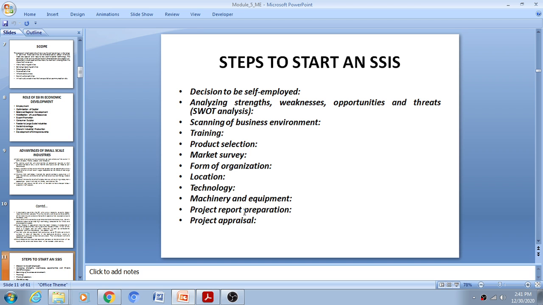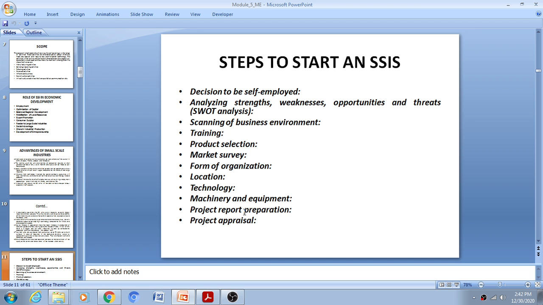Alright, so let us look into the steps to start a small scale industry. The first one is the decision to be self-employed. The first and foremost thing needed to start a small scale industry is to decide for himself or herself to be self-employed, to decide that you're not going to work under anyone. That is the first and foremost requirement.